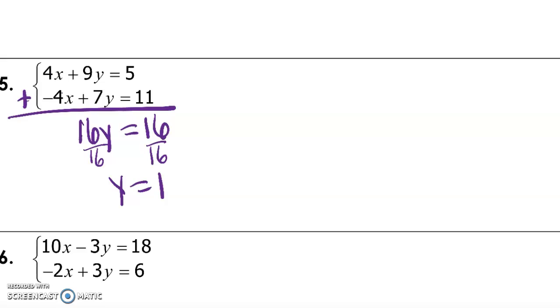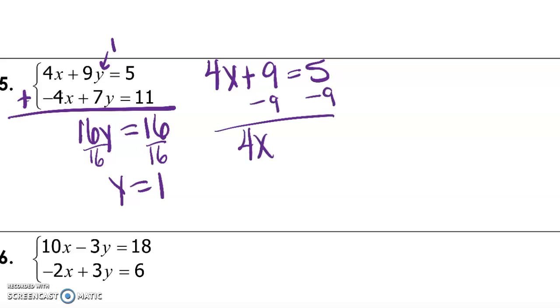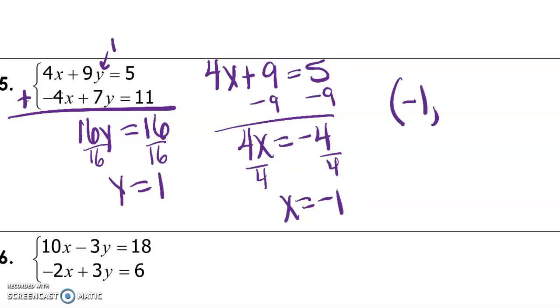So I'm going to plug 1 in for this y. So 4x plus 9 times 1 is just 9. So instead of writing that with the parentheses, do that multiplication in your head or with a calculator. Is equal to 5. Subtract 9. 4x equals negative 4. Divide, x equals negative 1. So negative 1, 1 would be your correct ordered pair.